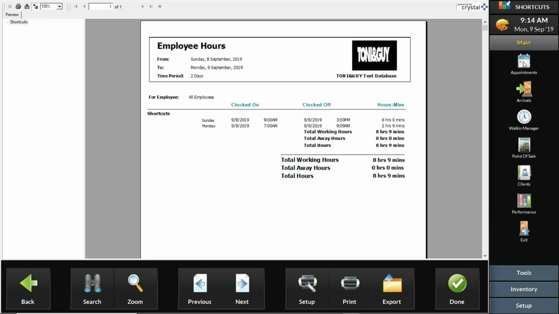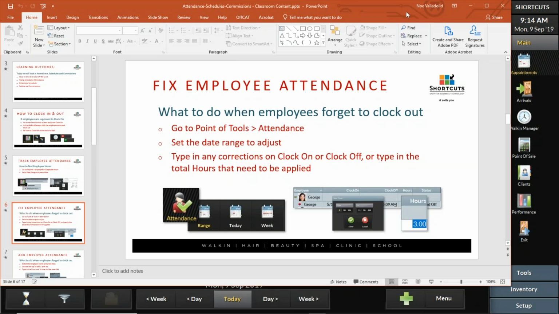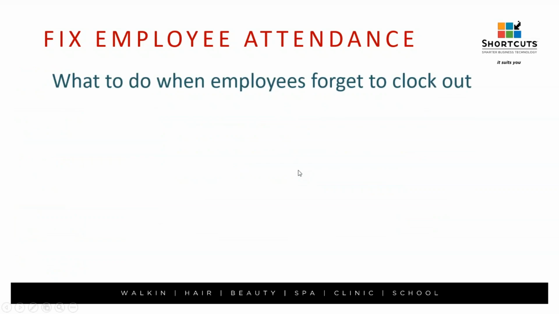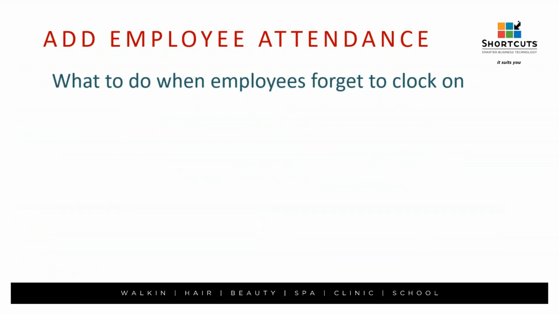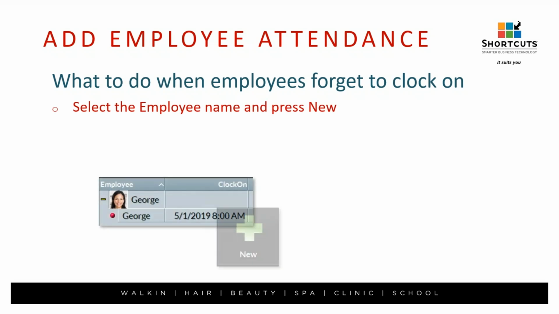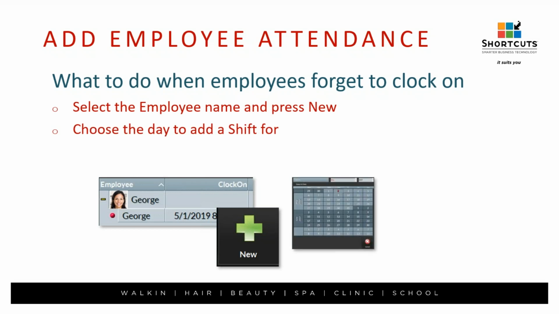So let's go back to our PowerPoint. It's critical, especially with security involved, that if you're tracking employee hours, make sure you know how to access the attendance and where the staff goes in to clock in and out. So we talked about if an employee forgot to clock in or clock out, you can search that employee's name, press new, and put in a new shift for them and tell Shortcuts what day and what time.